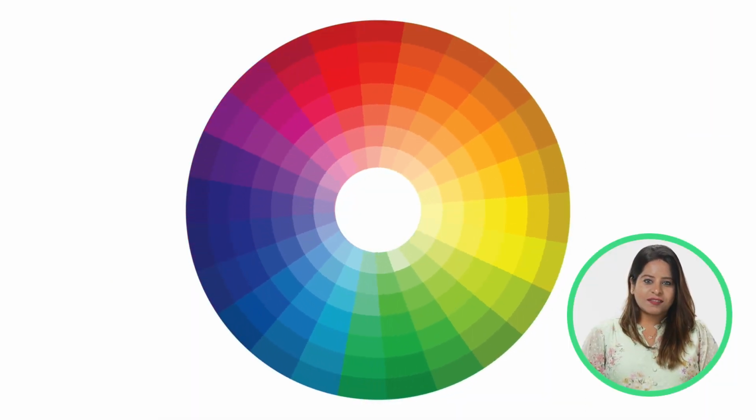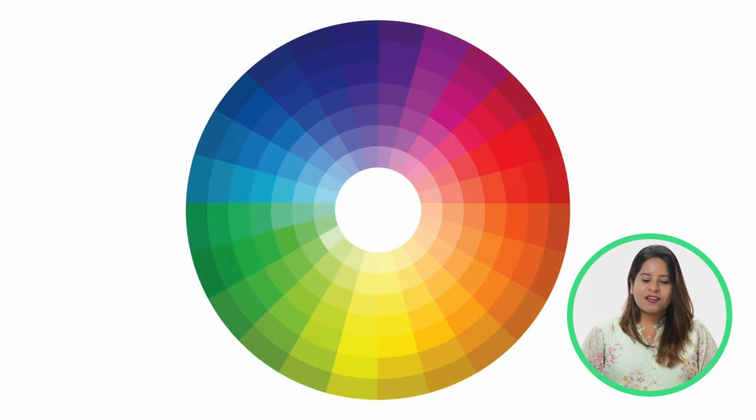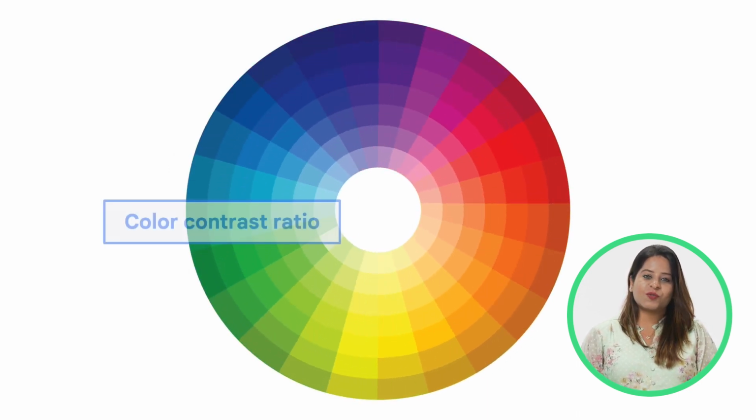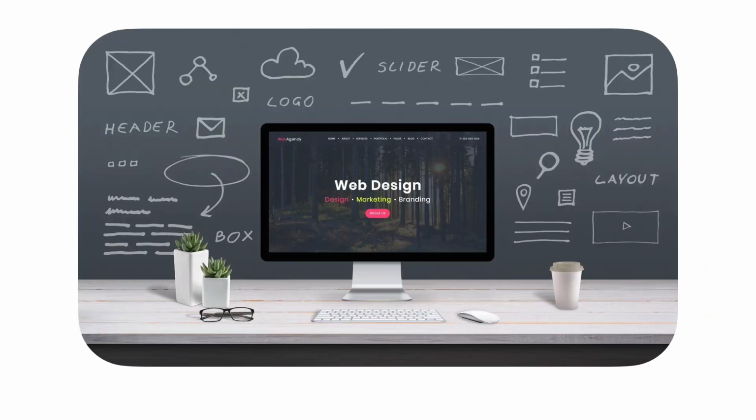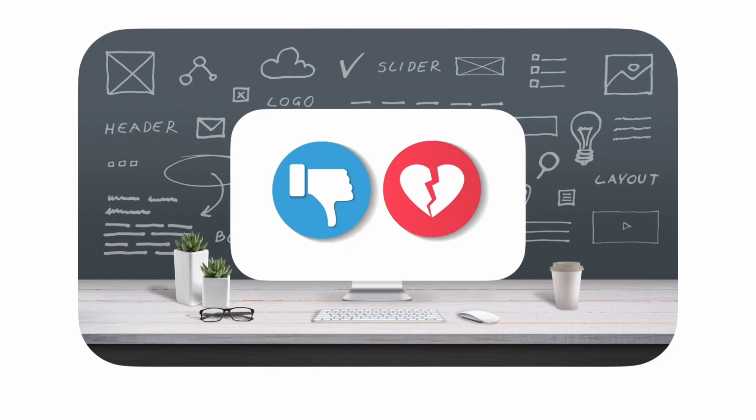So, what is color contrast ratio? Color contrast ratio is the difference between the lightness of the foreground and the background colors. Although having a cool design for your app is good, it is not particularly useful if your users cannot read the content.